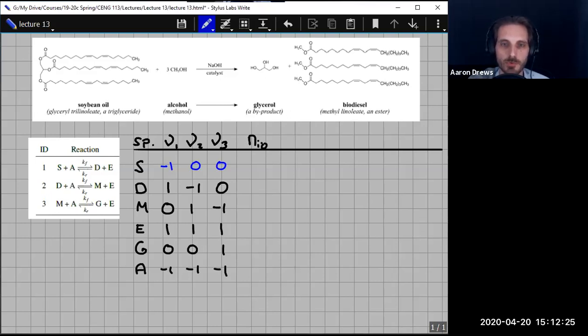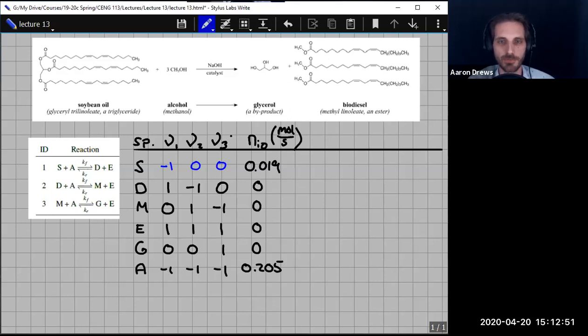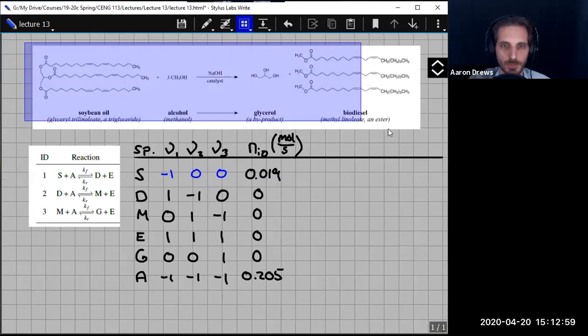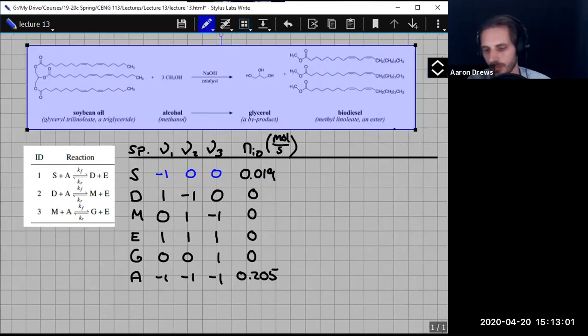The initial moles coming in are given to us in the problem statement, so we don't have to search very hard for that. We have 0.019 for the soybean oil, and we've got a lot of methanol, 205, a lot compared to the soybean oil. And then everything else is 0. The nice thing about the stoichiometric table, or this magic table that we've got here, I'm actually going to get rid of the thing up at the top so that we can use that space. There we go.